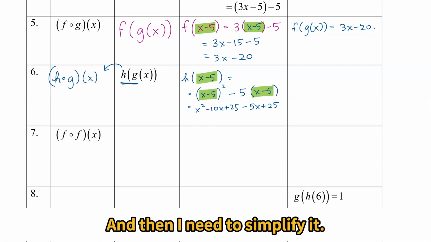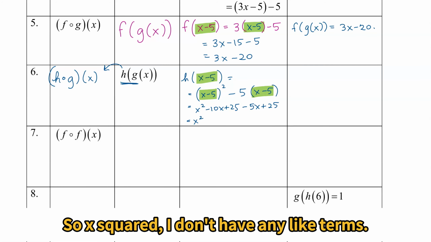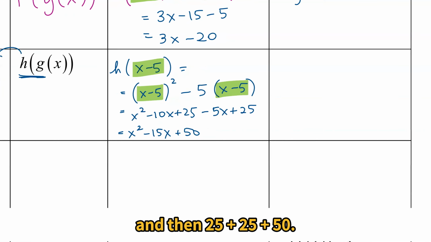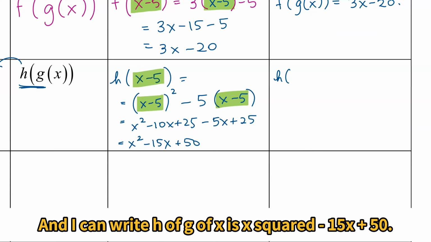And then I need to simplify it. So x squared, I don't have any like terms. Negative 10x, negative 5x will give me negative 15x. And then 25 and 25 will give me 50. And I can write h of g of x is x squared minus 15x plus 50.